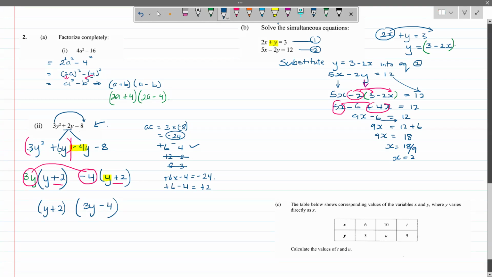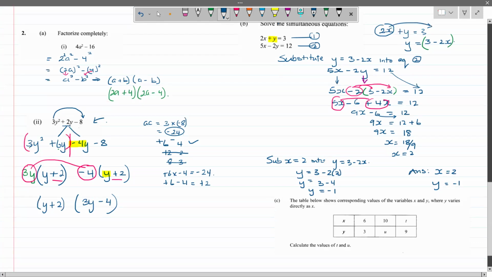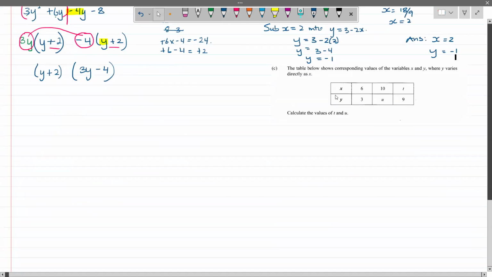Now that I know x is 2, I could substitute x is equal to 2 into y is equal to 3 minus 2x. And what will I get? That will give me 3 minus 4, and y will be equal to negative 1. So my answers to this question would be x is equal to 2, y is equal to negative 1. Yeah? Right, let's look at this table here now.